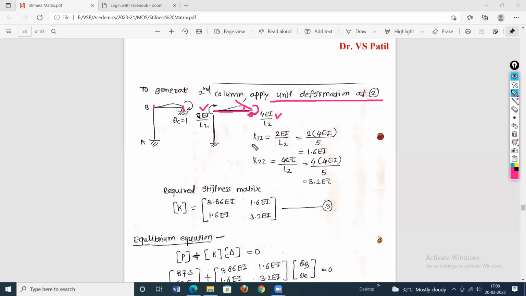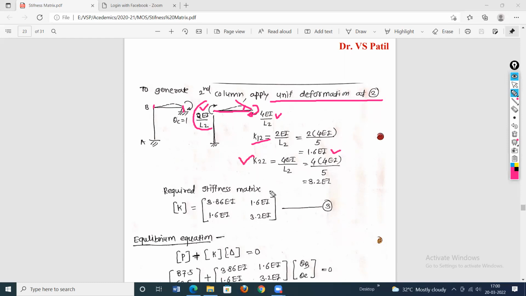Then the first coordinate will be stiffness at 1. Stiffness at coordinate 1. So this is our coordinate 1. So what is the moment produced? It is equal to 2EI upon L2. So 2EI value is 4EI divided by 5 meter. So it is equal to 1.6EI.